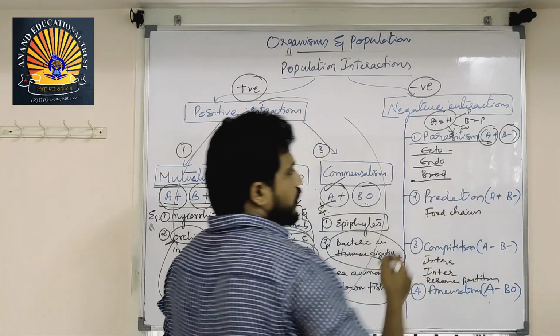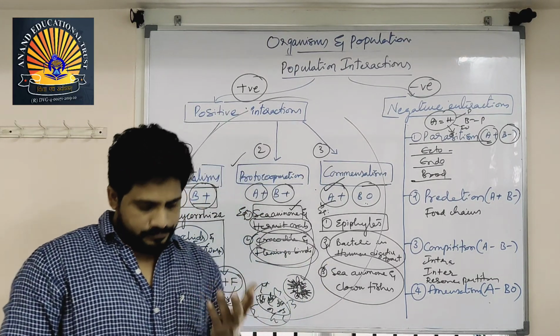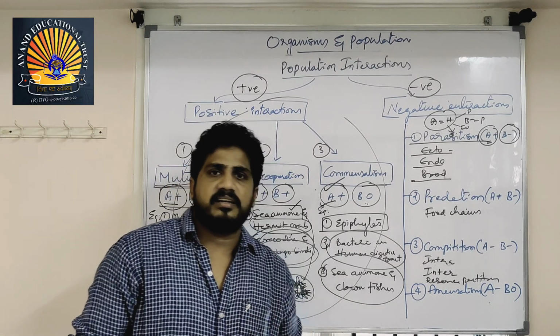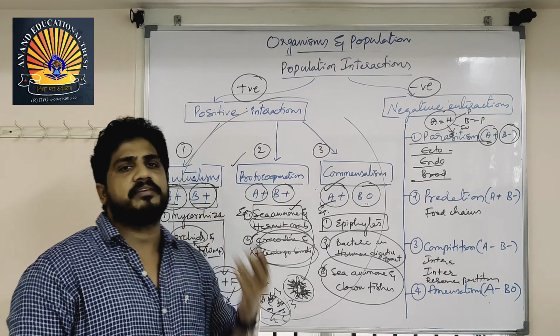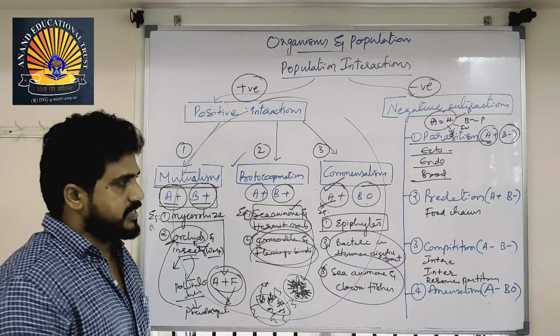Brood parasitism: the cuckoo lays eggs in a crow's nest. The crow unknowingly hatches the eggs and raises the cuckoo. So this is also for the reproduction and the development of their babies. They are using other birds' nests. That is brood parasitism.